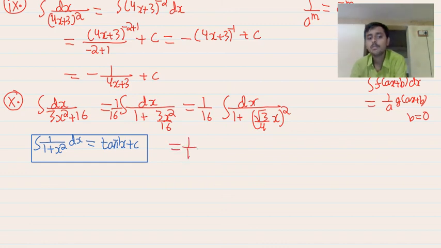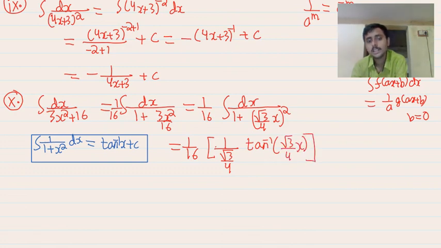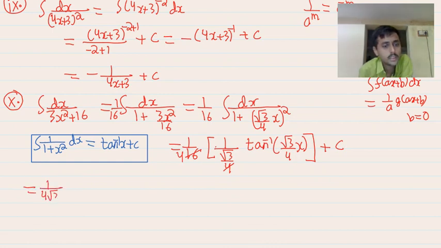So we will write 1 by 16 into 1 by a. The a here is root 3 by 4 into tan inverse of root 3 by 4 x, and the last part is plus c. Now the 4 and 16 get cancelled and this becomes 1 upon 4 root 3 tan inverse of root 3x by 4 plus c.